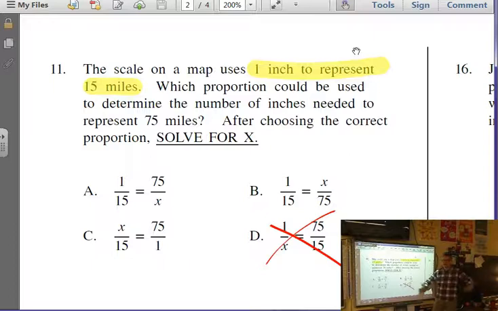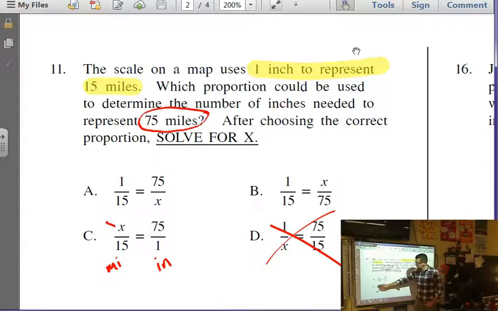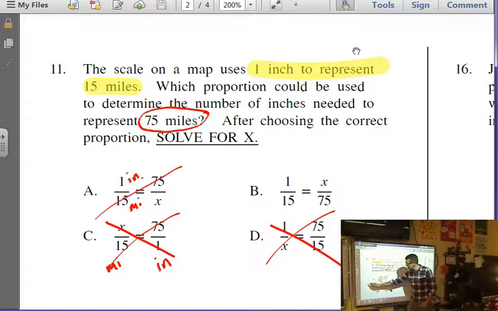D, automatically gone. Here, 1 to 15, this could work only if this is inches and this is miles. So then my 75 would have to be inches, and it's not, it's miles. So now C is also out. I look at A. If this is my inches, because I know 1 inch equals 15 miles, then inches has to stay on top. Is 75 our inches? No, it's our miles. That's right out, leaving us only B left.